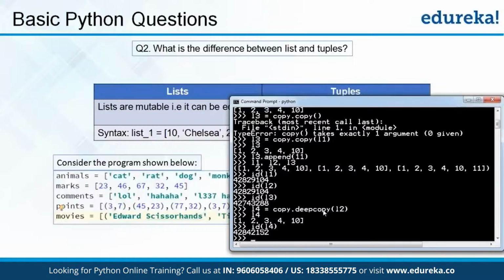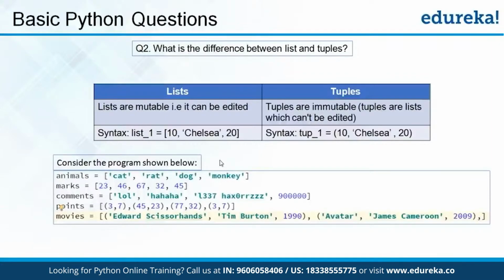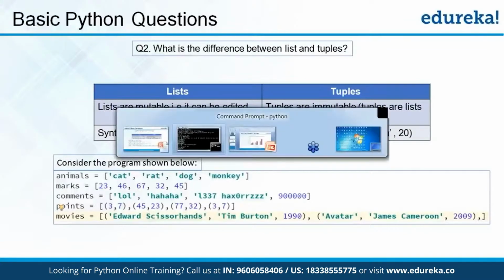Please remember this, because it does come up, not frequently, but it's good to know. What is the difference between a regular copy.copy, what is a deep copy, and what is a regular reference? So let's move on. The next question, which is a very frequently asked question, is: what is the difference between a list and a tuple?